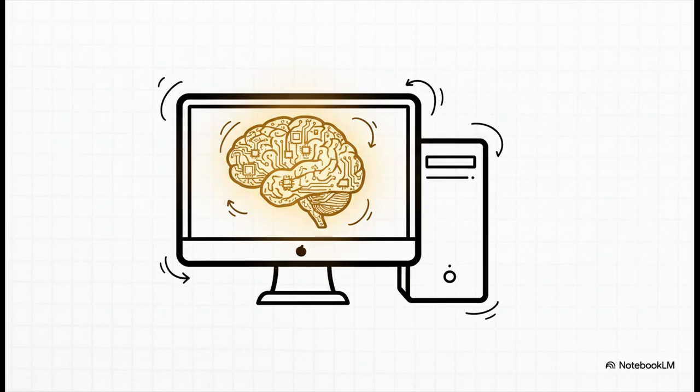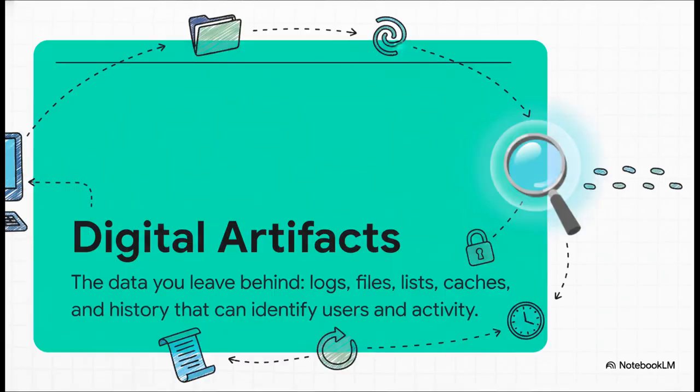In the world of digital forensics, you have to work from one basic truth. Your computer has a nearly perfect memory. It remembers way more than you think, and it almost never truly forgets anything. And the proof of this memory is scattered everywhere in what investigators call digital artifacts. The best way to think of them is as digital breadcrumbs or fingerprints.